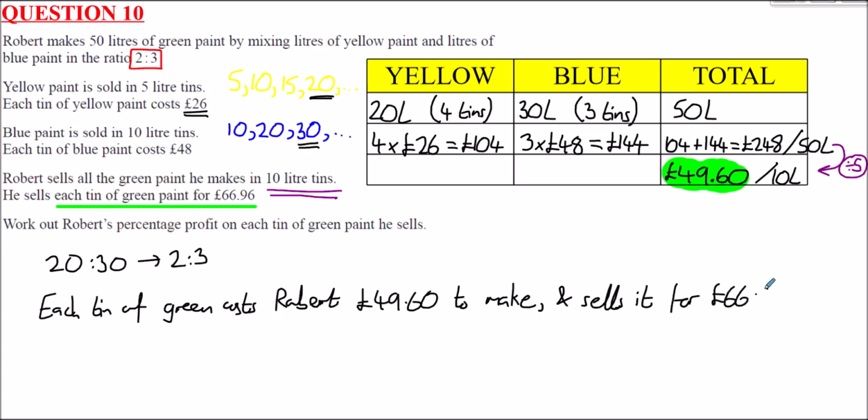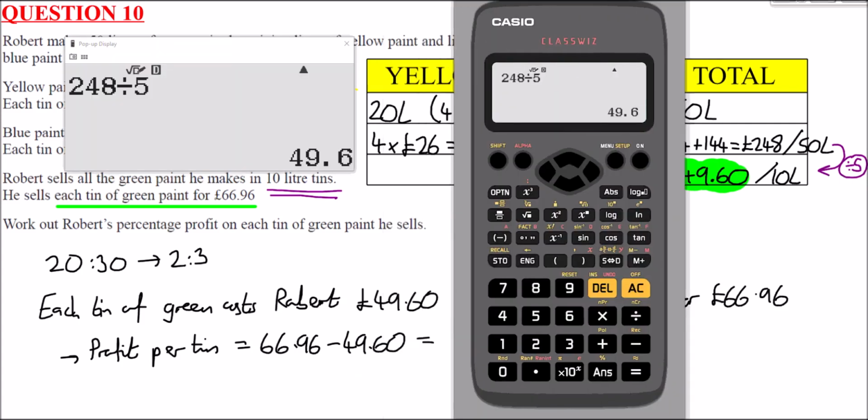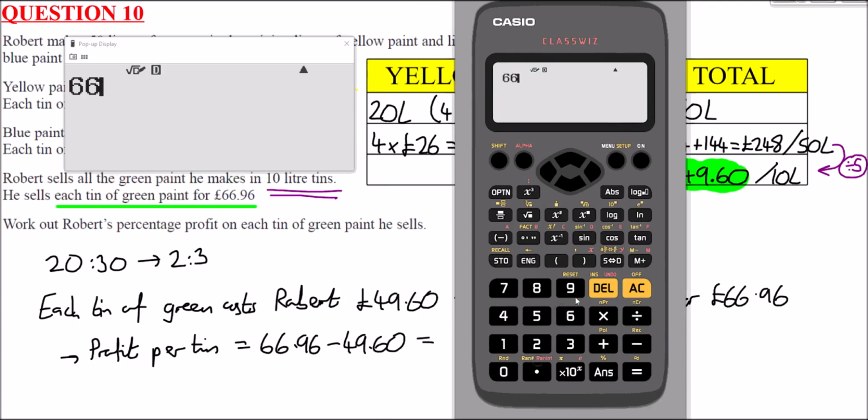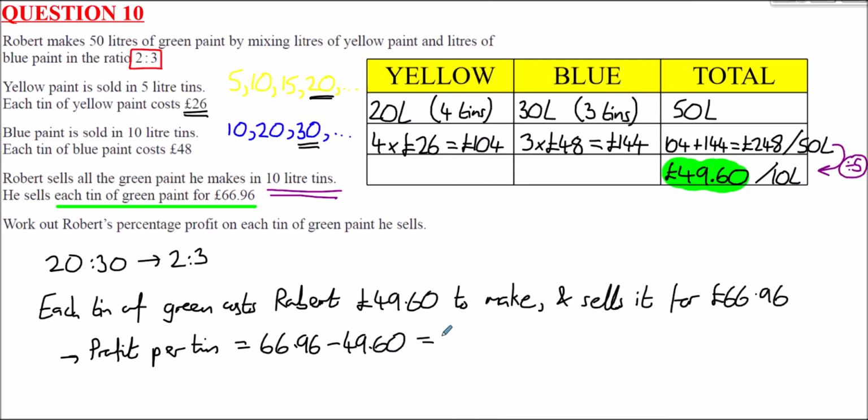So from this we can work out the profit. So profit per tin is going to be essentially what he sells it at, £66.96, minus the £49.60 it costs him to mix it up and make it himself. So what does that come out as? So £66.96 minus £49.60. That equals £17.36 profit per tin.